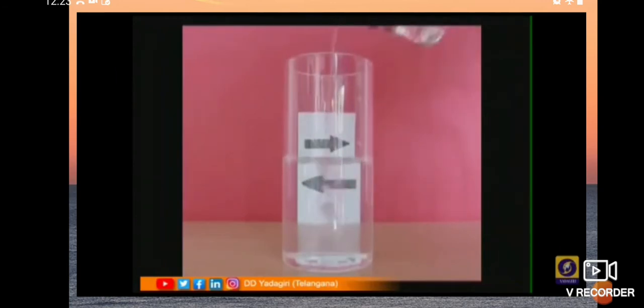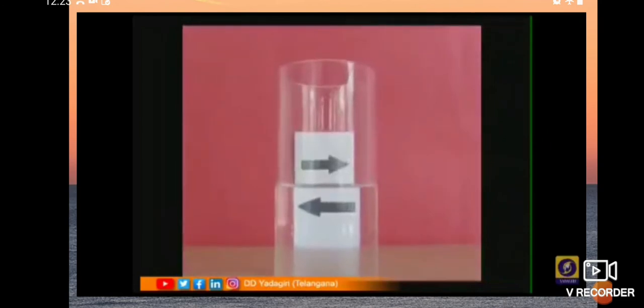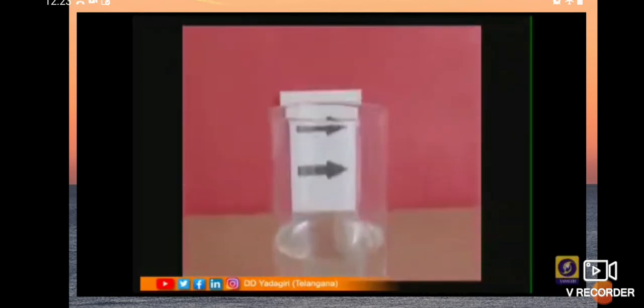Wow, the lower arrow gets inverted. What could be the reason? If you see through air, the two arrows are in the same direction, whereas if you observe through the glass, the lower one gets inverted in its direction. Why? Yes, I will explain to you.